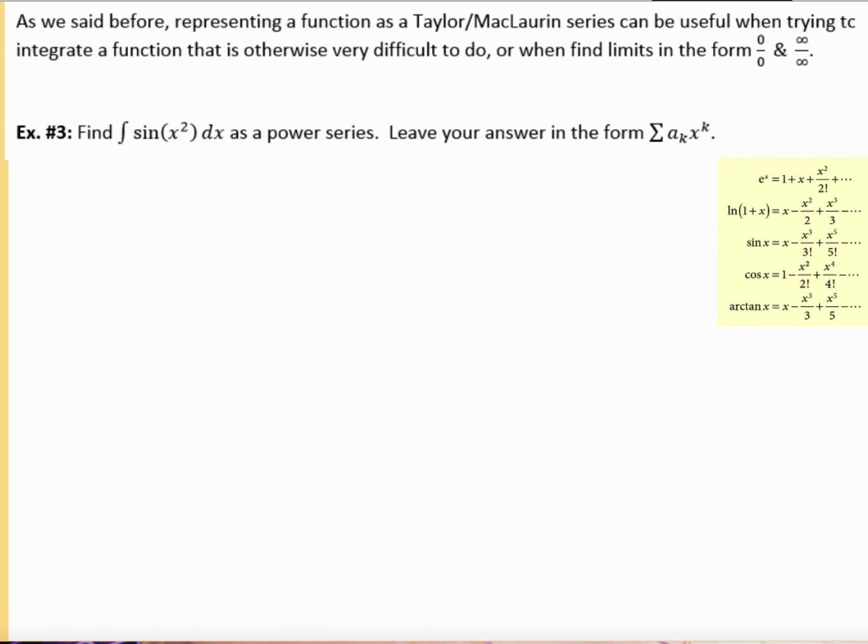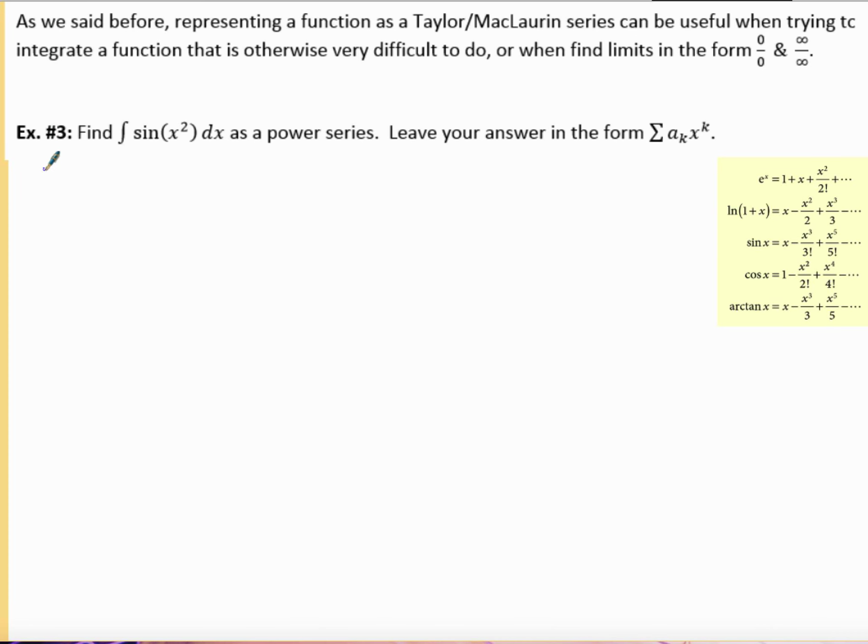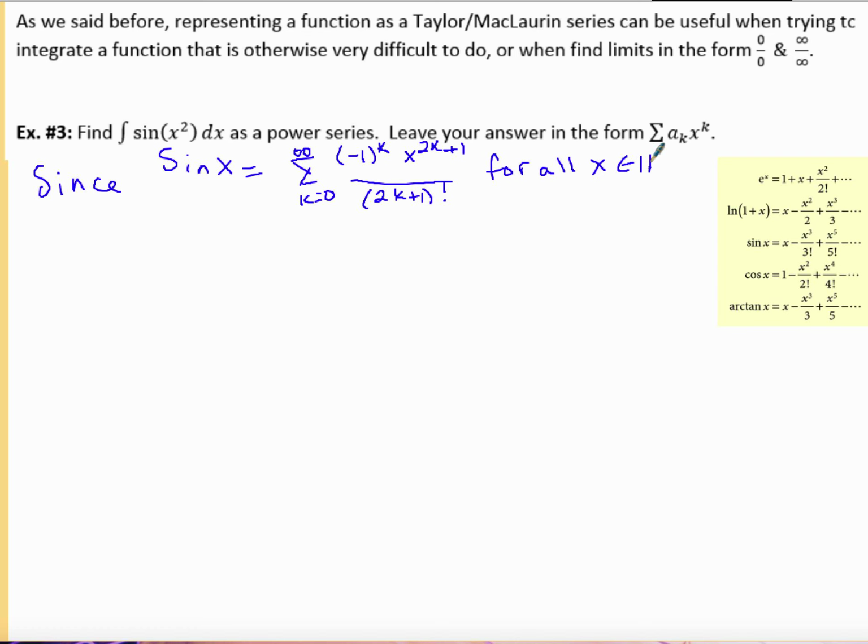Here we go. Since the sine of x is equal to the sum from 0 to infinity of negative 1 to the k power times x to the 2k plus 1 power, all divided by 2k plus 1 factorial, for all x existing on the set of reals. We did this back when we were first learning about writing the Maclaurin series.